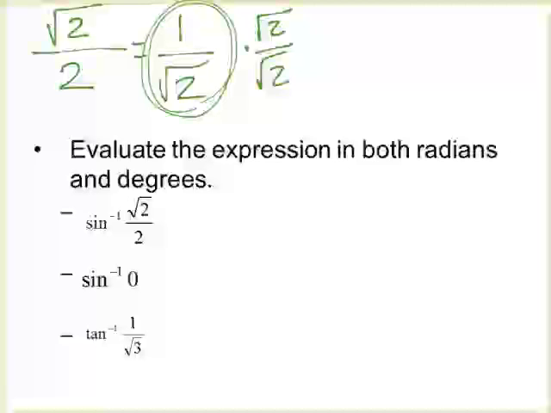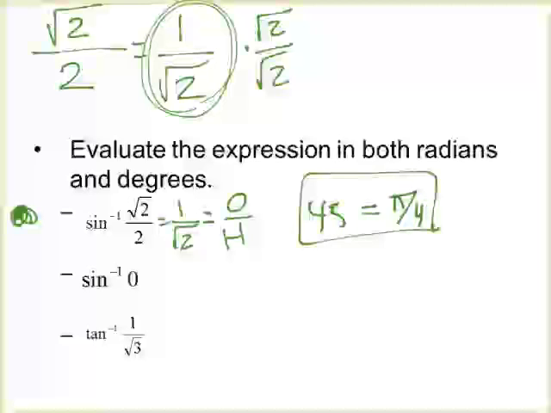So for this first one, work with 1 over the square root of 2 instead, and then think about your SOHCAHTOA and locate the appropriate angles. Go ahead and work through these 3. So what's SOHCAHTOA for sine? Where do I have a hypotenuse of 2 with an opposite of 1? And 45 goes into 180 4 times. Pi over 4.